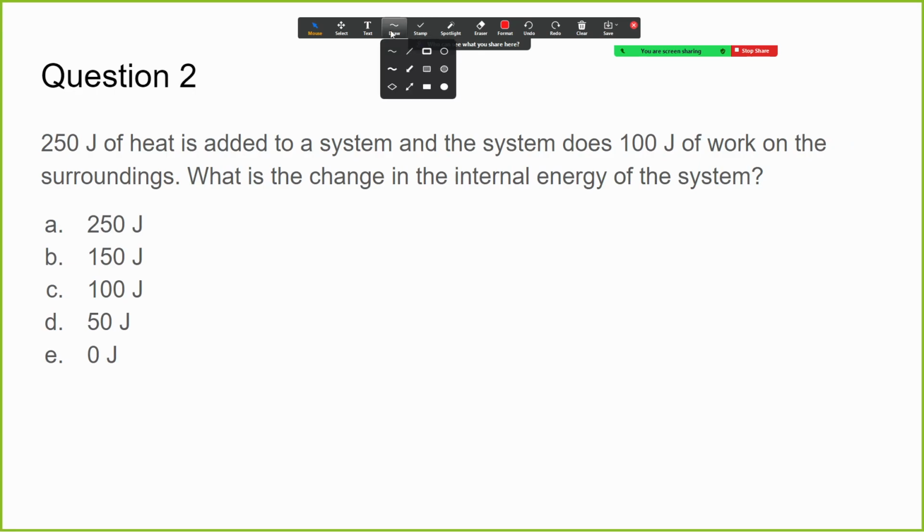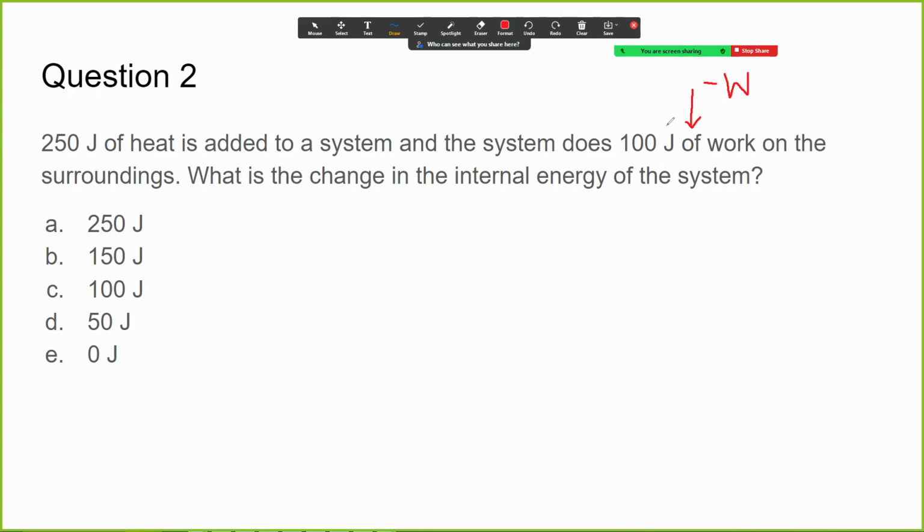Now we have 250 joules of heat added to the system, and the system does 100 joules of work on the surroundings. If the system is doing work on the surroundings, that means that this is going to be negative, okay? If we're talking about work being done on the system being positive, this is the opposite of that. The work done on the system in this case is negative because the system is doing work on the surroundings.